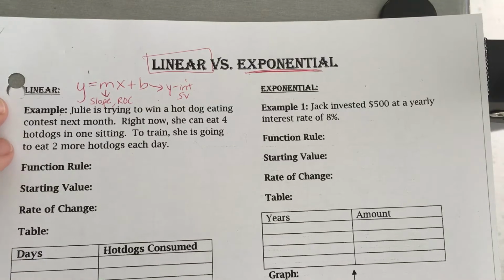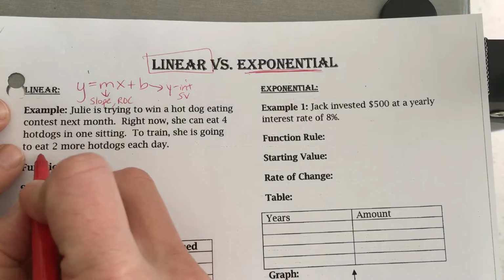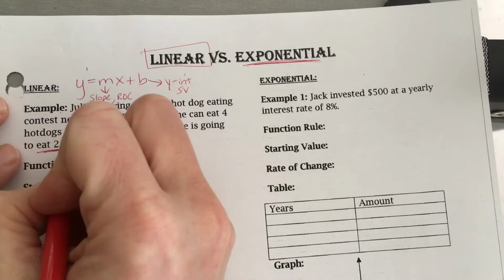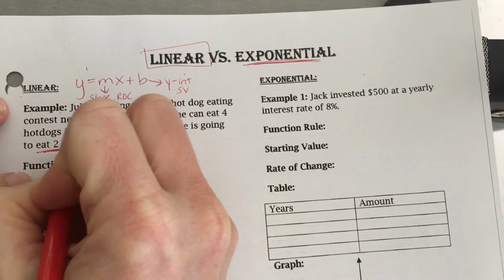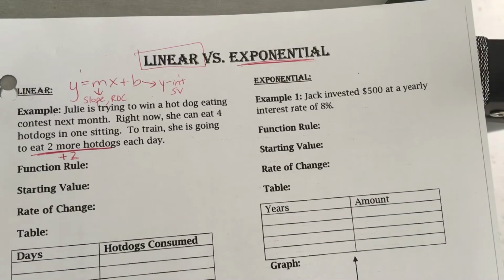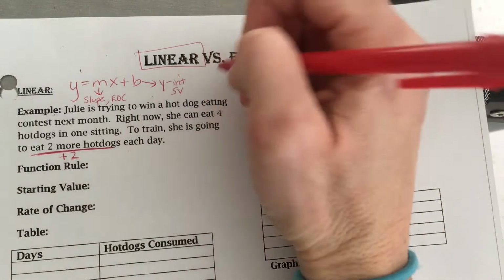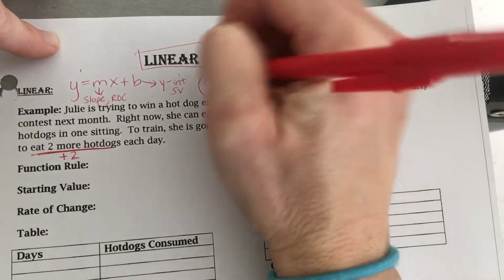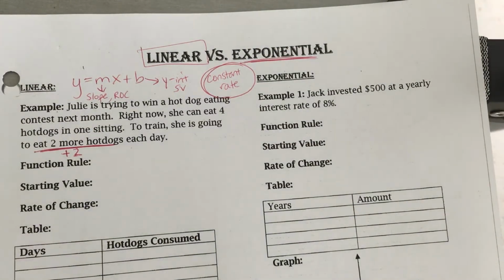So Julie is trying to win a hot dog eating contest next month. Right now she can eat 4 hot dogs in one sitting. To train, she's going to eat 2 more hot dogs each day. So she's adding 2. That makes it linear. If you're adding or subtracting every time, that's linear. One thing that you'll need to know is that linear goes at a constant rate.